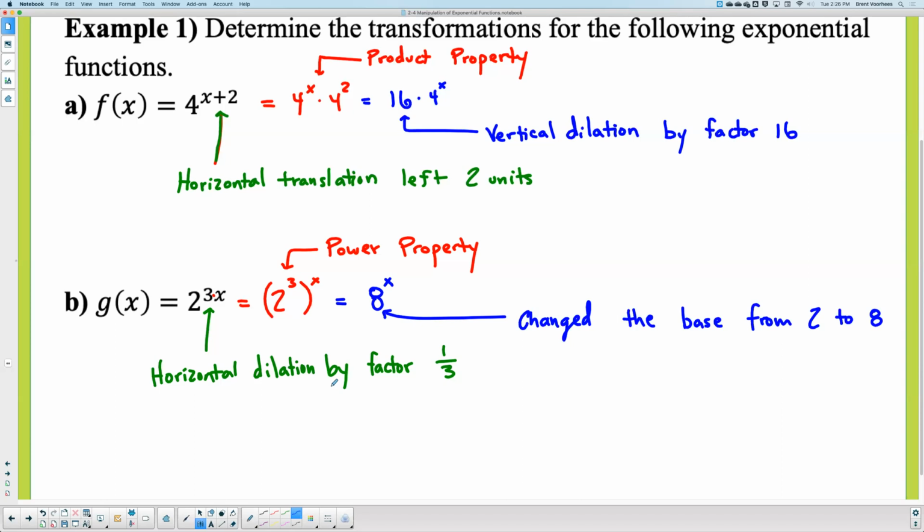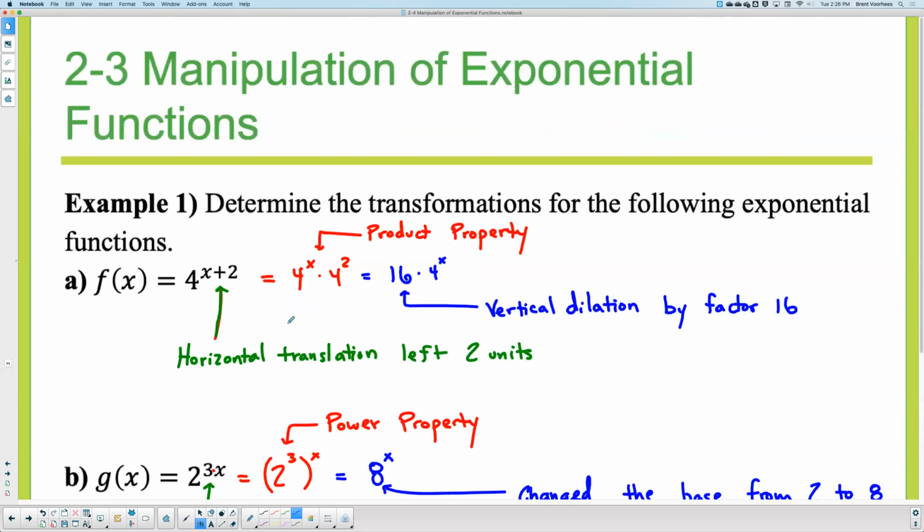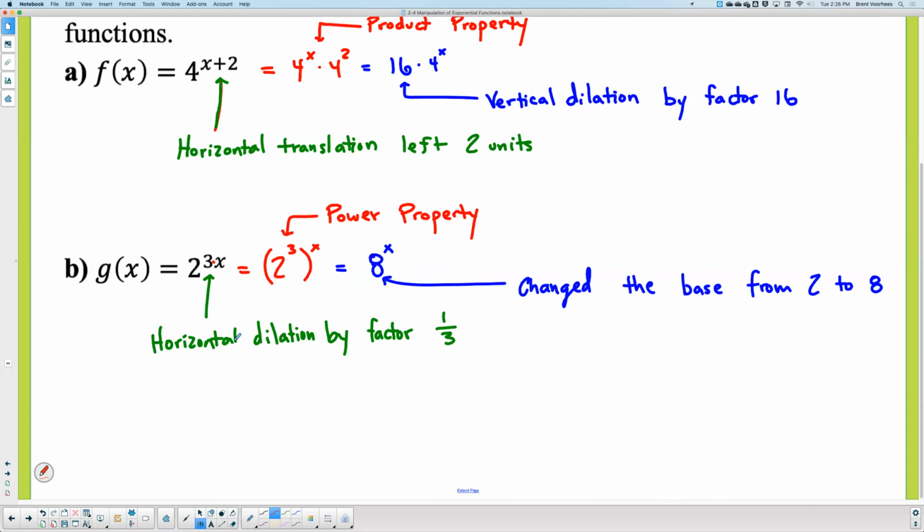Now, I'm sure right now this is making absolutely no sense, unless you know your rules. Then it's like, well, I'm just simplifying using algebra. That's true, that's what we're doing. But what I do need you to see is that when you manipulate, that's the name of this lesson, if you look back at the top, if you manipulate exponential functions, you can change what type of transformations you're looking at. And that's what we're doing today.